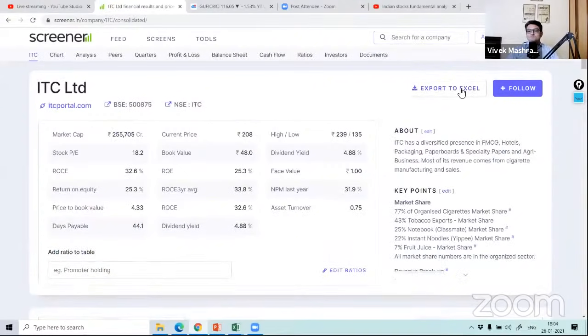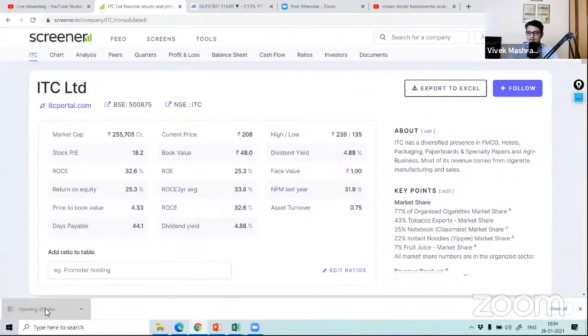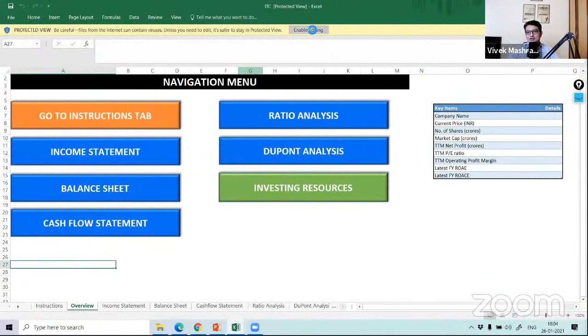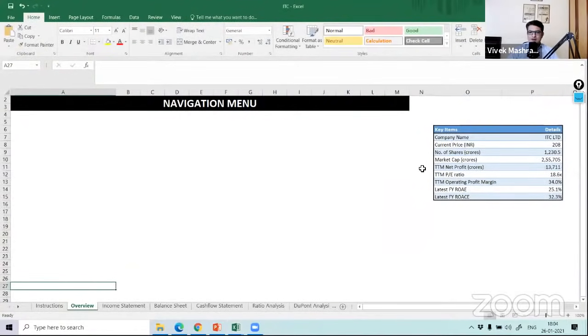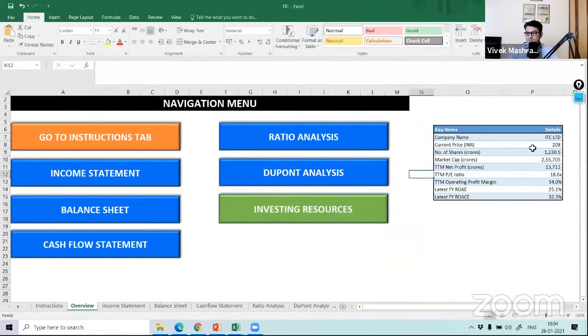Yes, cool. So let's do ITC. I think this is anyways a hot favorite of many people out there. So let's see what is the story of ITC. Again, I'm not closely monitoring this company. I'll be just doing the same kind of exercise.